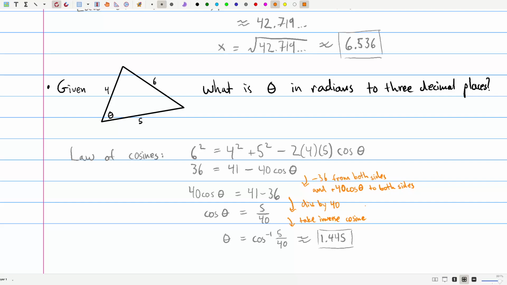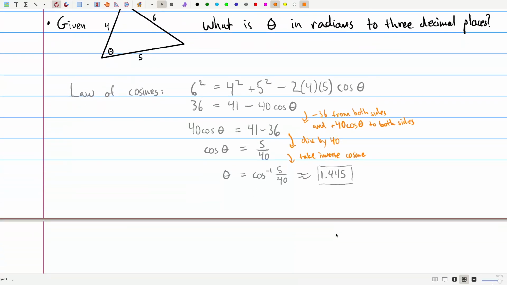So one thing to note here is that remember that the domain for the inverse cosine is from 0 to pi over 2. And so this is actually one of the cases where you can just use the cosine inverse function without thinking about it. It's going to be some positive angle measurement, and it will be in the right range. So I just punched this into a calculator, rounded it to 3 decimal places while making sure I was in radians mode. And so the answer in this case was 1.445.